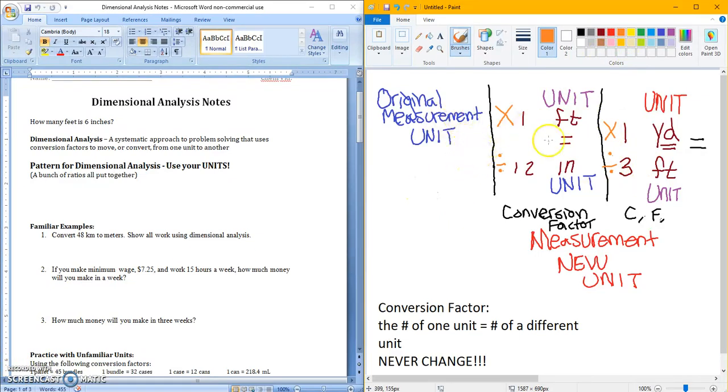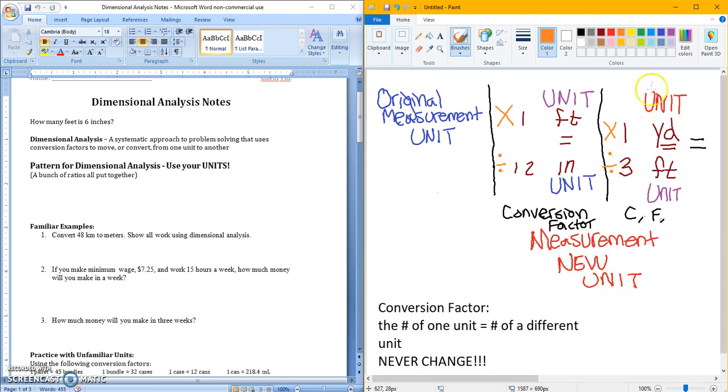Just like with a fraction, I'm going to take my original number, I'm going to multiply it by what's on top, and then I'm going to divide by what's on bottom. So in this case, I would take my original number times 1, divide by 12, times 1, divide by 3, and that's going to equal my measurement in my new unit.